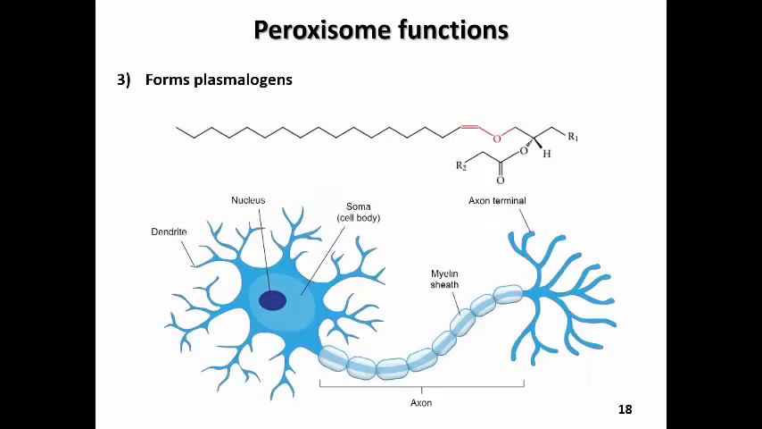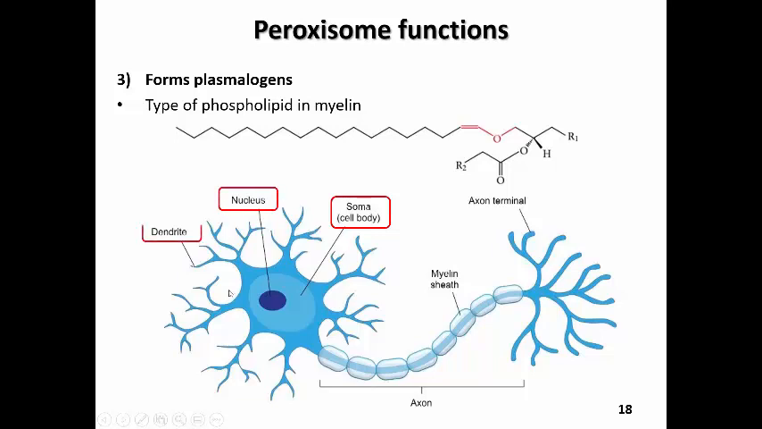pathways. The third function of peroxisomes, depending upon the cell, is that peroxisomes will function to form what's called plasmalogens. And plasmalogens are a type of phospholipid that's found inside myelin, and I'll describe myelin here shortly. And so what we're seeing here is a typical neuron with a very long axon. And once again here, as introduced in an earlier lecture, we see this enlarged portion of a neuron that we call the soma, or the cell body, and that cell body houses the nucleus.